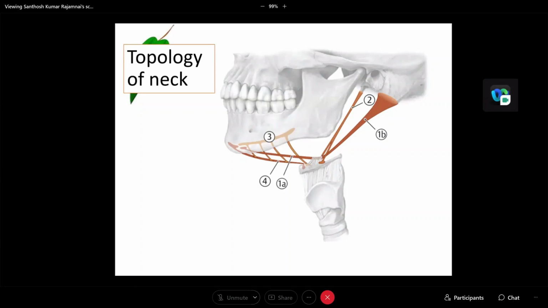So even if you don't remember anything, just remember that the digastric muscle forms a V-like structure that is attached to the hyoid bone, and in between that V structure is the submandibular gland, and the triangle called the submandibular triangle.